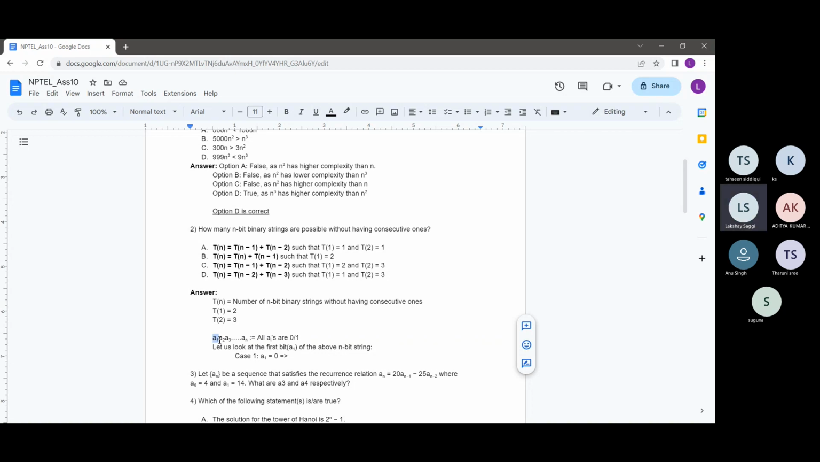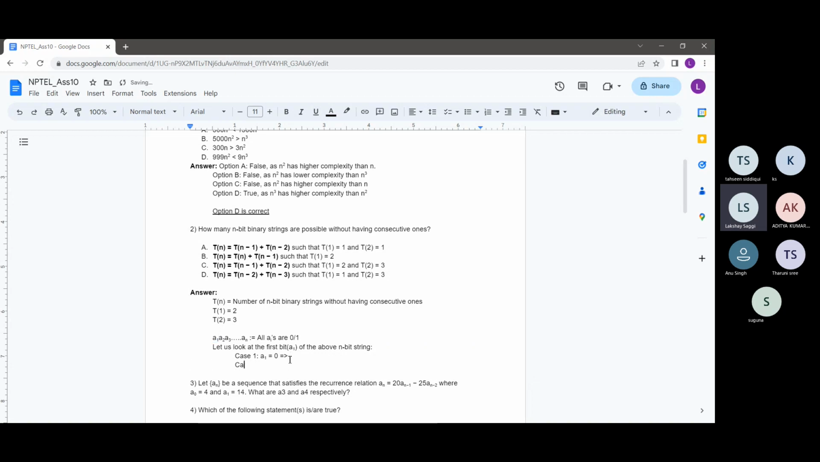So there are two cases: A1 is 0, and I'll write the second case also here. Case 2 would be A1 is 1, and there can be no further case, right? We'll calculate the number of ways in this case and the number of ways in this case, and we'll sum up these two cases as these are disjoint. So the final answer, the value of T of n, will be the sum of these two cases. So let us look at this first case.